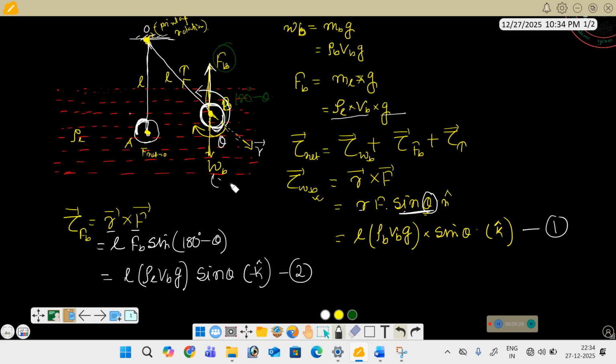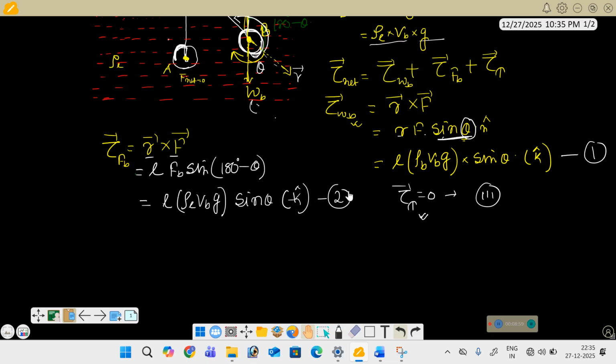Now, torque due to this tension force is equal to 0. Why? Because this tension force passes through the point of rotation, and as all of you know, if a force passes through the point of rotation then the torque about that particular point due to that particular force is equal to 0. That's why torque due to tension force is 0 here.